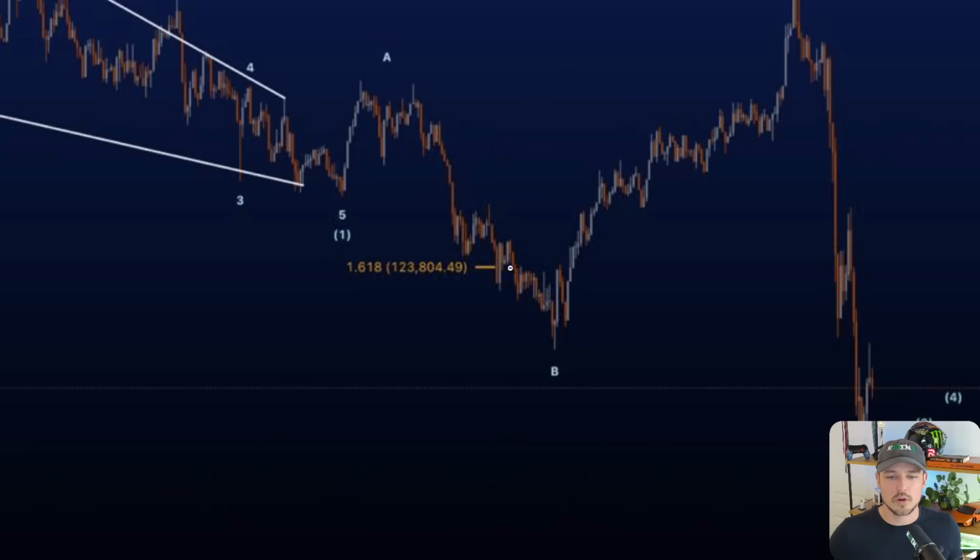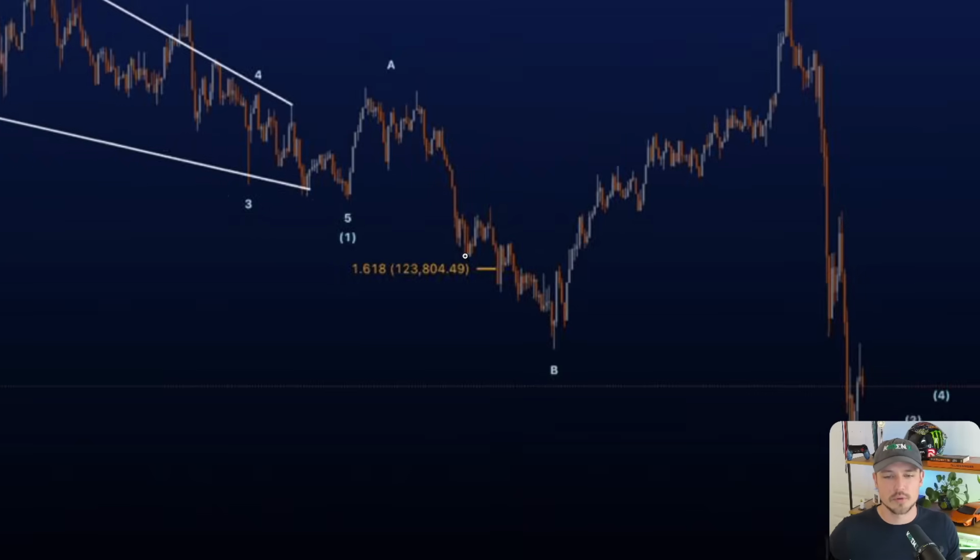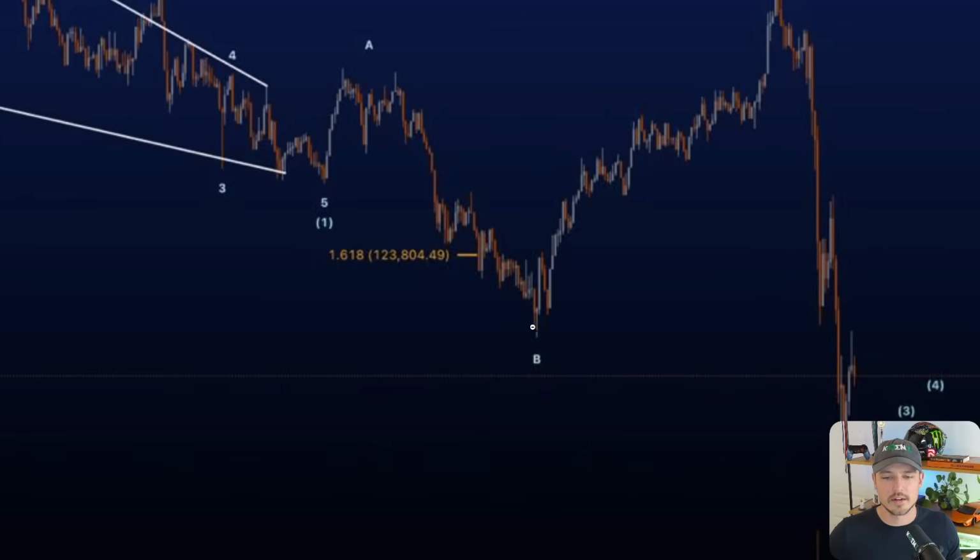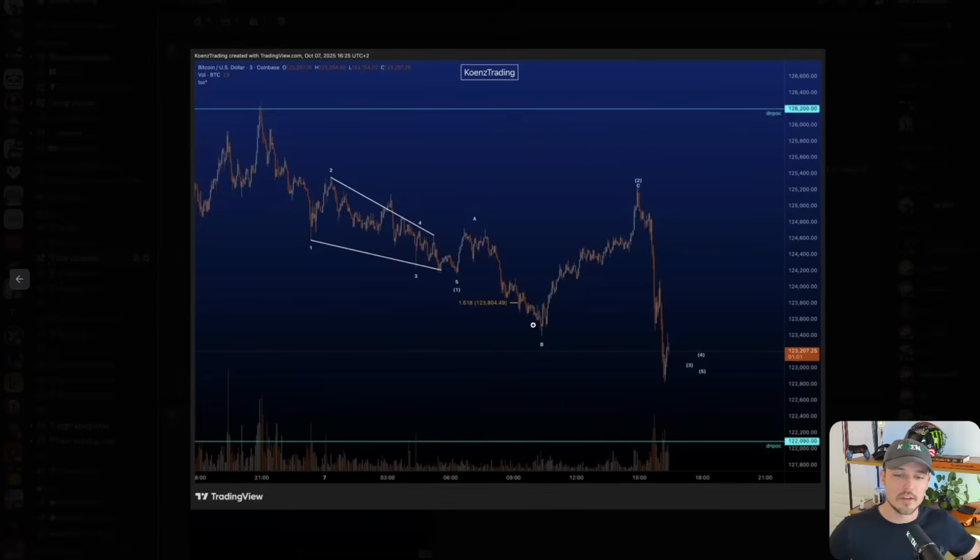The fact that price not only touched the 1.618 but continued to the downside and even wicked below a 2 Fibonacci, taken from the start to the end of wave A, really significantly reduces the probabilities that this low over here is part of a wave B or a wave X of a larger corrective structure after this diagonal.